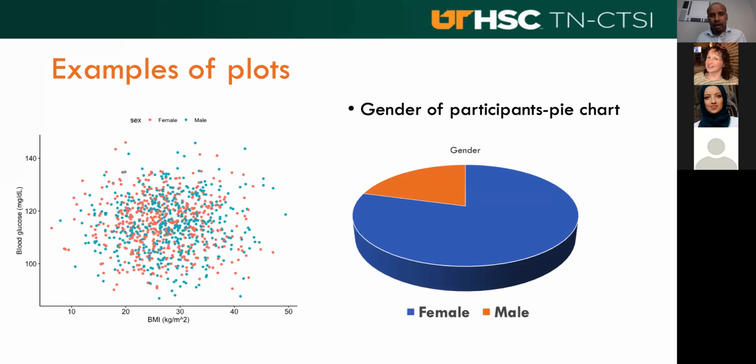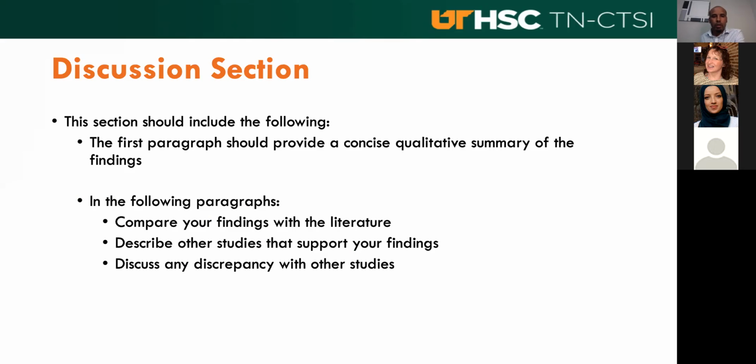And then we have another plot, which is a scatter plot between BMI and blood glucose level, again by gender. And for a categorical variable, we can display it using a pie chart like here. You can use this to describe the characteristics of study participants.